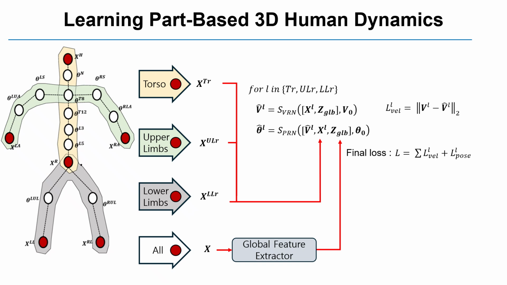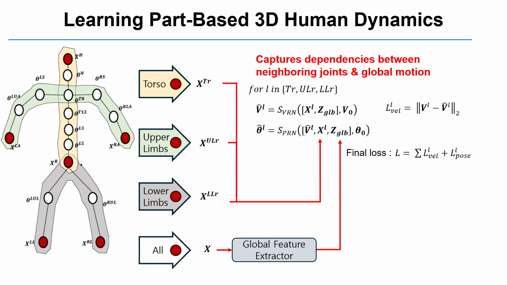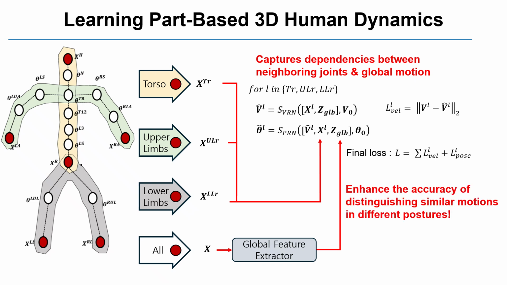Final loss is the combination of all region losses. This part-based decomposition, combined with global context, captures dependencies between neighboring joints and global motion, significantly improving the accuracy of distinguishing similar motion in different posture.